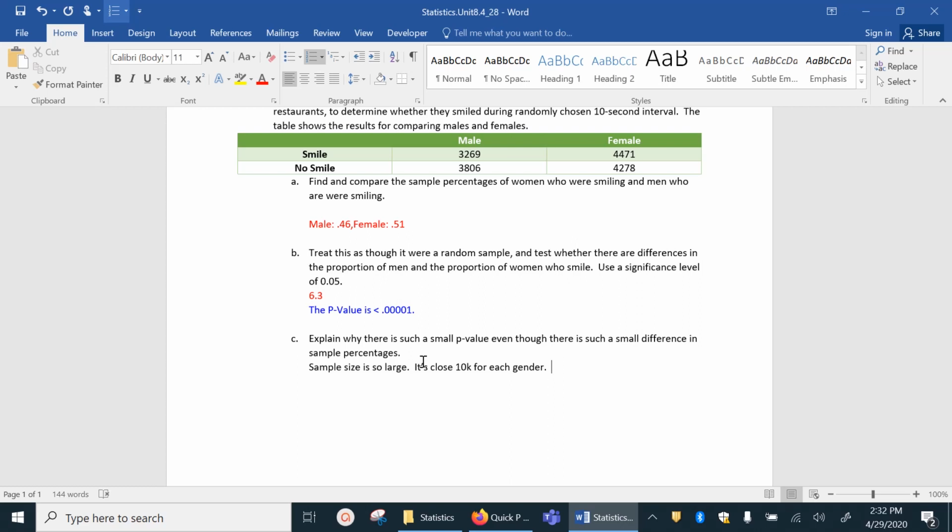But remember what we learned about. Yes, there is a difference. Statistically significant, yes. Is it practically significant? Is 5%, even if it's 1,000, practically significant? Something to think about. Is 5% practically significant when we're talking about people smiling? Anyways, that was the lesson.